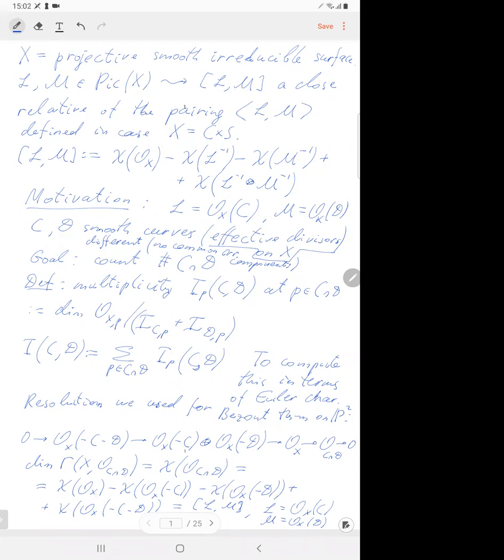But anyway, whatever the structure sheaf of C intersect D is, it has zero-dimensional support, and hence it does not have higher cohomology. It's a direct sum of skyscraper sheaves. So by the theorem of Grothendieck, the Euler characteristic is just given by the dimension of global sections of H0, no H1, no H2, and so on. Okay, so this was some motivation once again.